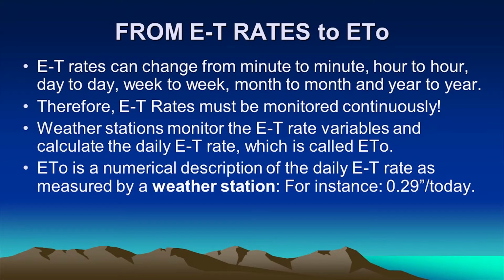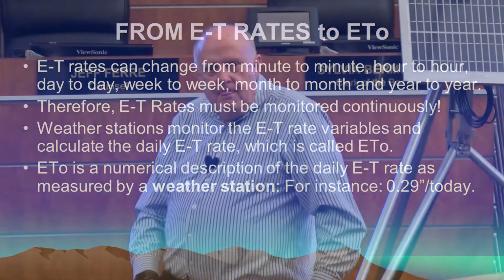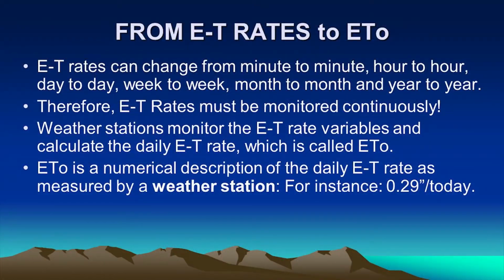And weather stations monitor the ET variables continuously and calculate the daily ET rate, which is called ETo. ETo is the ET rate measured by a weather station. So ET just describes evapotranspiration. ETo is evapotranspiration as measured by a weather station. And in about 15 minutes, we'll see the significance of that. So ETo is a numerical description of the daily ET rate as measured by a weather station. For instance, it was probably 0.029 inches today.